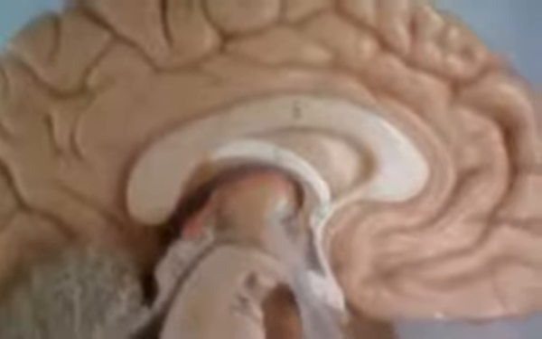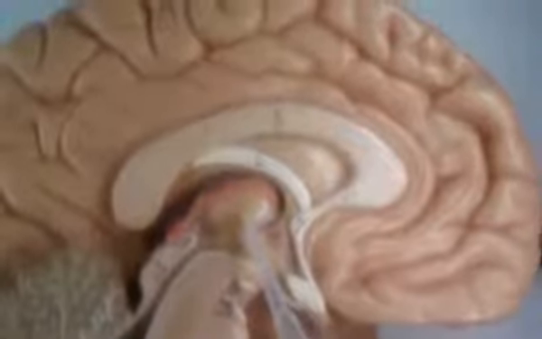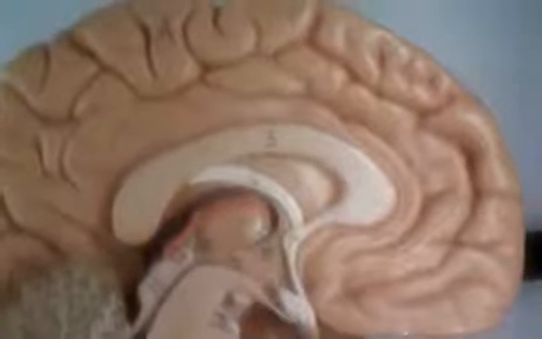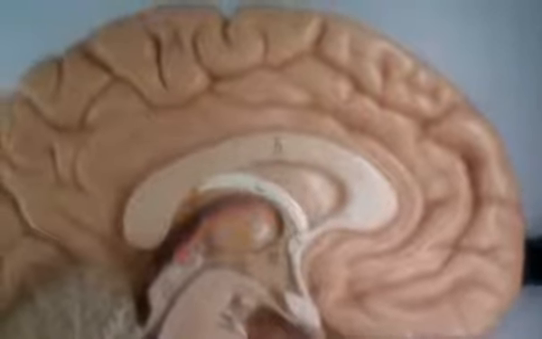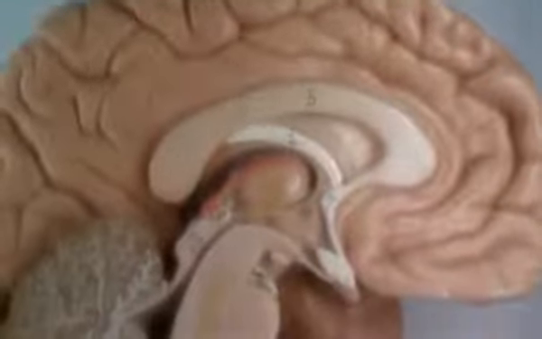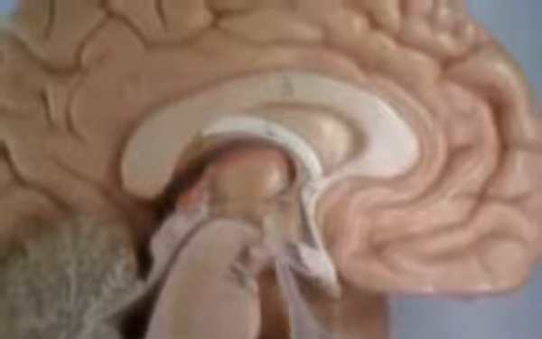You'll also notice that there's a little button here. That button is known as the intermediate mass. The intermediate mass is actually a bridge that connects the left side of your thalamus to the right side of your thalamus.